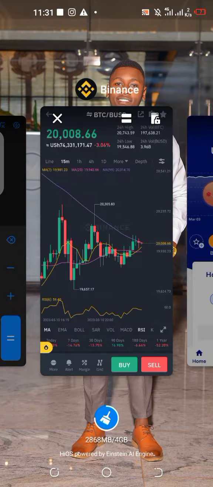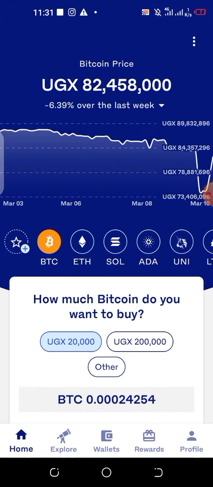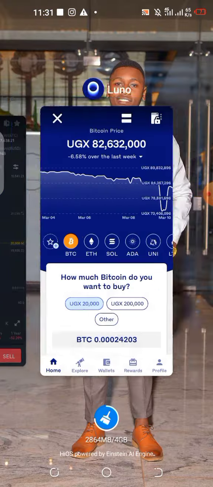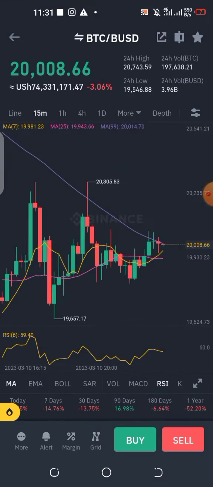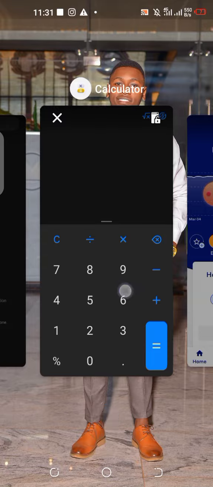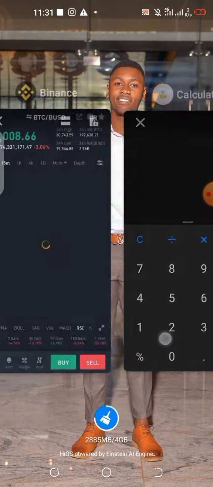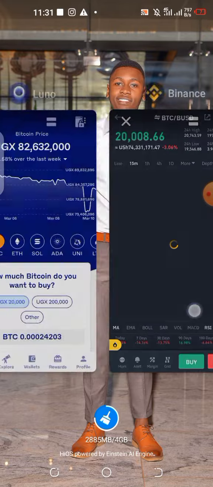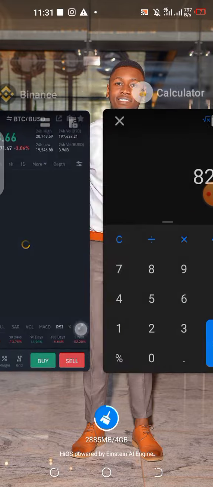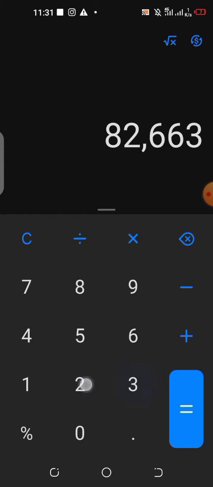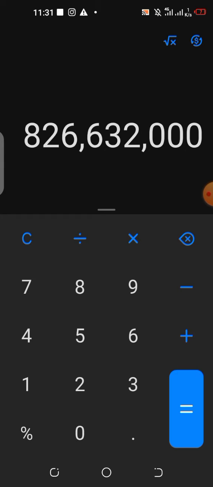So if you are trying on the calculator, let me see if I can copy the price. I cannot copy it, so let me put it manually. It is 82,632,000. You understand? That's the Bitcoin price on Luno.